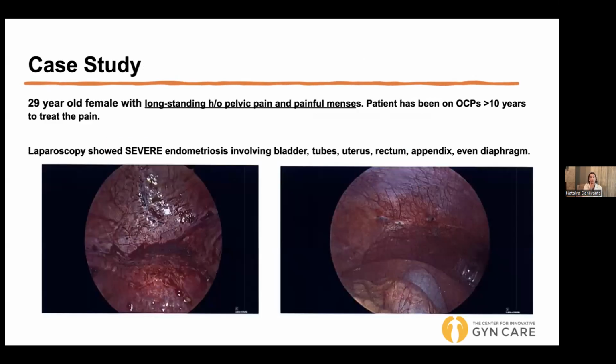Now, an example of why it's important to really be your own advocate and not to delay care is this patient. So she's 29 years old, longstanding history of pelvic pain, right? So chronic pain and painful periods. She was being treated with oral contraceptives, that's what OCP is, for over 10 years. So this is pretty typical, right? So a teenager has pain, and they're prescribed birth control pills because the pain is mostly menstrual, and so that goes on for years. But the pills are not really effective in controlling symptoms.